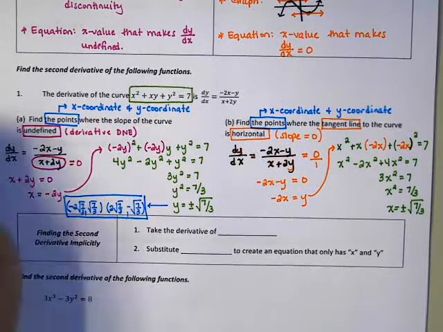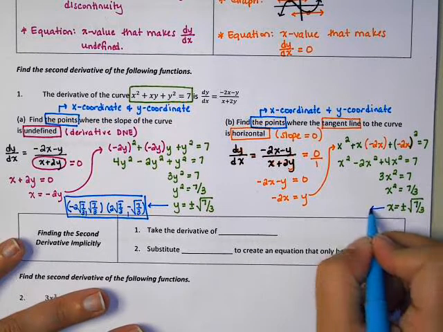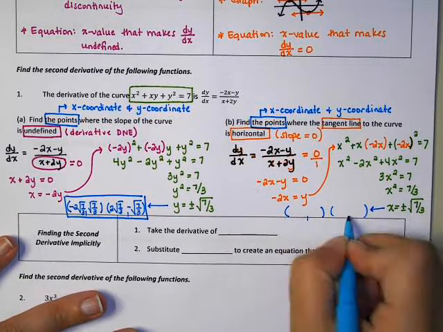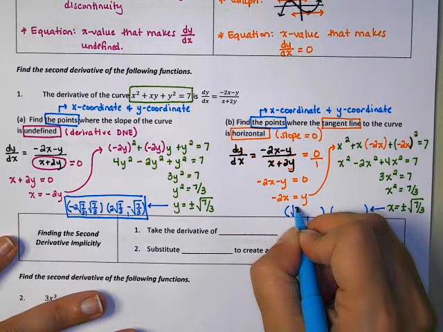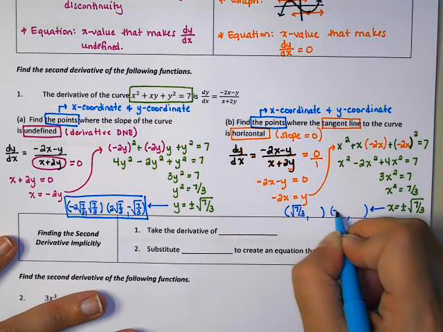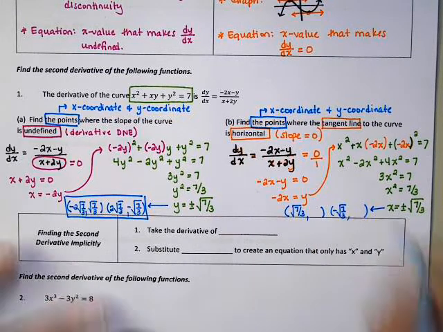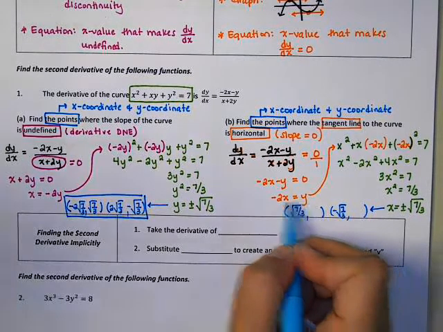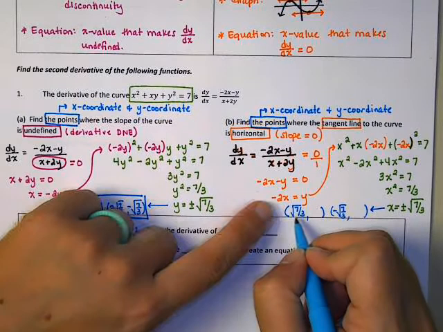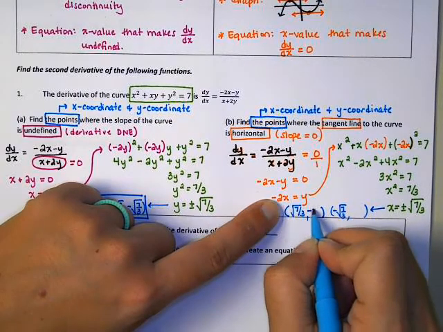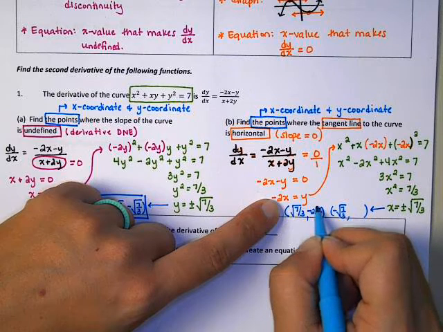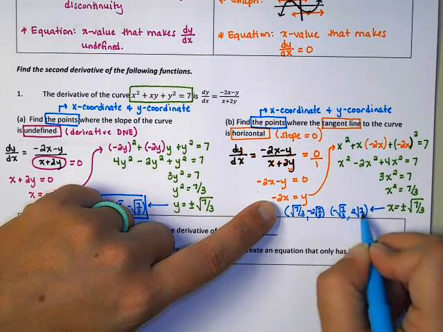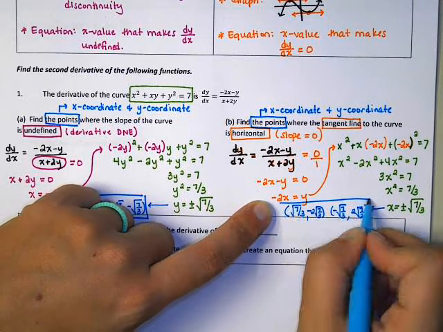Once again, however, I need points, not just an x coordinate, so I'm going to make 2 ordered pairs here. This time, I know the x coordinate should be positive root 7/3 and negative root 7/3. Using that information, I'm just going to plug it into this equation to get y. So negative 2 times root 7/3 is negative 2 square root of 7/3, and negative 2 times negative root 7/3 is positive 2 times root 7/3. And that should be my final answer.